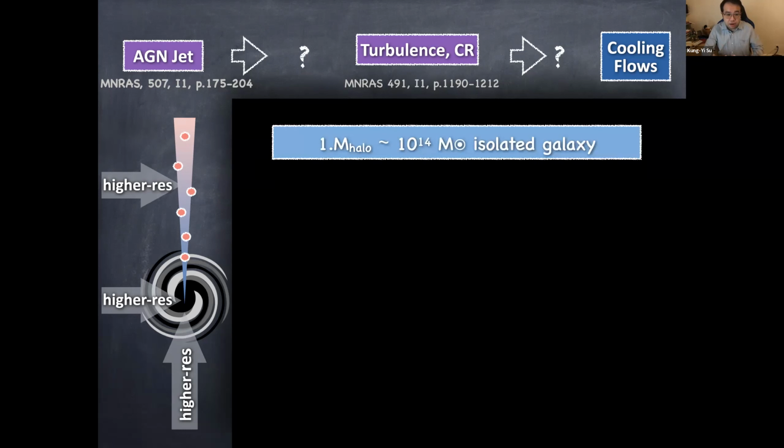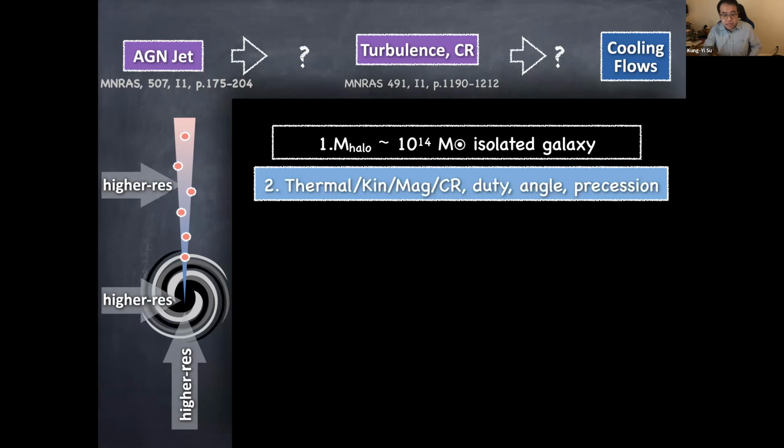We test a wide variety of AGN jet models in this work, mostly in 10^14 isolated galaxy simulations. We do have a few other halo mass ranges in subsequent work, but most of what I'll talk about will be 10^14 isolated galaxies. We systematically vary the AGN jet. These runs use an AGN jet with constant flux, but we vary the energy composition, like thermal, kinetic, magnetic, or cosmic ray energy, and also things like duty cycle, AGN jet opening angle, jet precession, and so on and so forth.